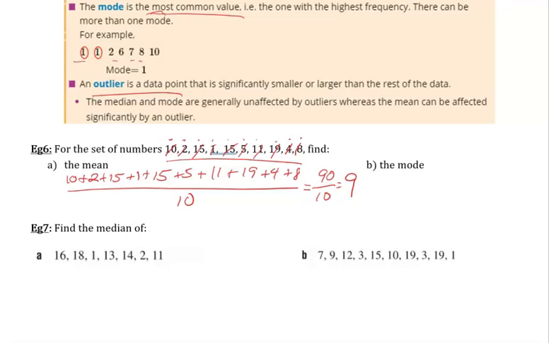So now for the mode, I want to know what the most frequent entry in here is. It's really helpful if you have them in order for this, but I'm just going to eyeball it and look through, and I can see that I have at least 2 15s. Do I have 2 of anything else? I don't. So my mode for this set of data is 15.